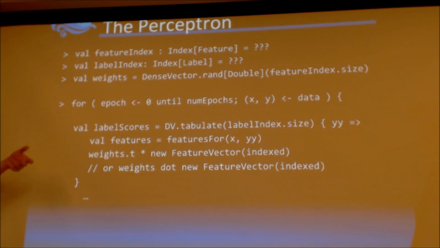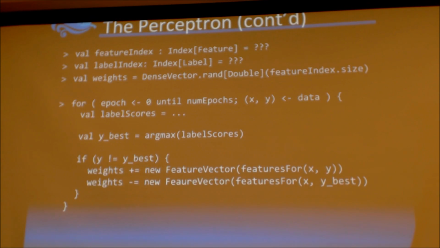Okay, so we're going to compute these label scores, and then we pick the best possible label from these scores. And if what our current model thinks is the best label is not equal to the actual correct label, we're going to add the feature vector for the right answer to the weights, and we're going to subtract the feature vector for the wrong answer. And so that's going to make it point more in the direction of the right answer and less in the direction of the wrong answer. And so you can imagine how if you keep doing this, you're going to slowly get more and more answers correct, because more and more of the time it's going to be pointing in the direction of the right answer rather than the wrong answer.